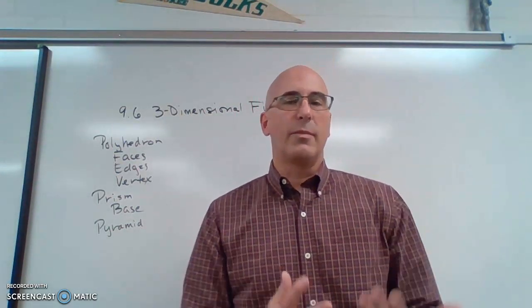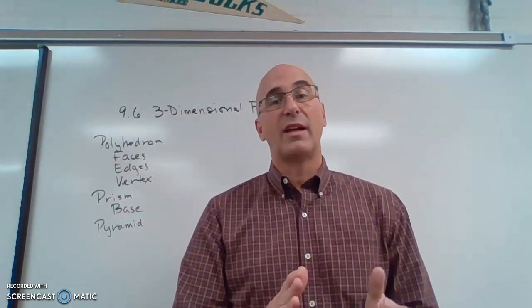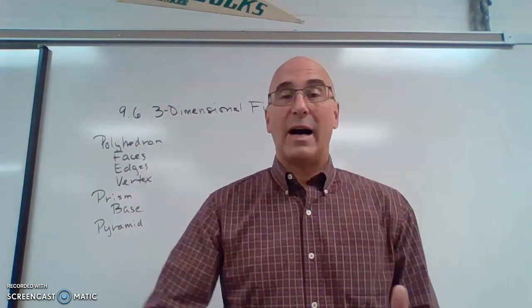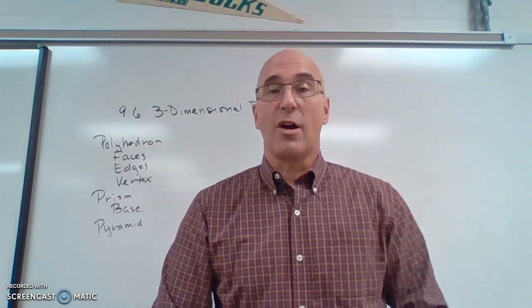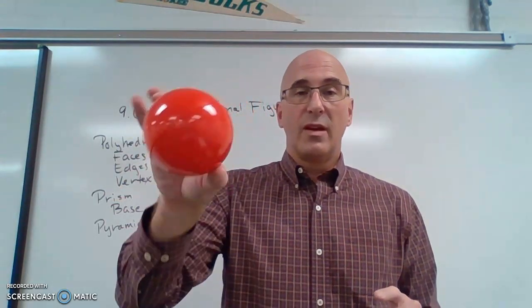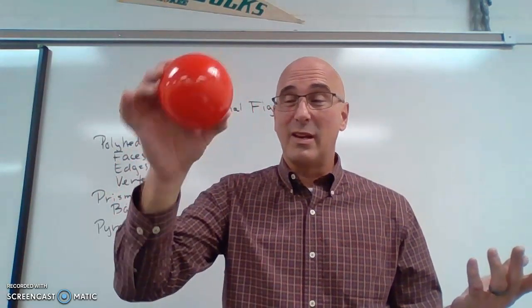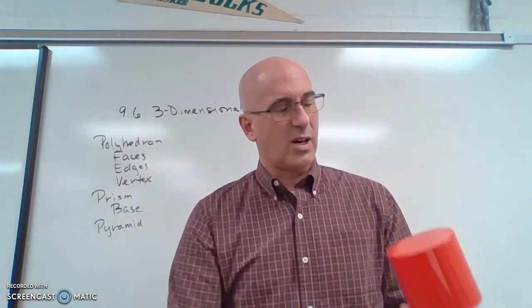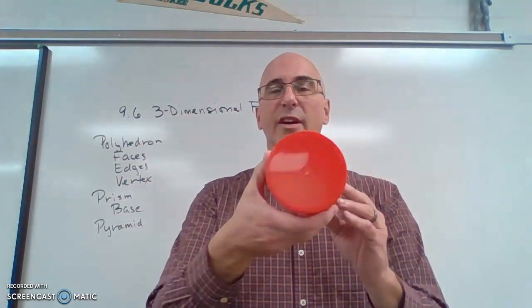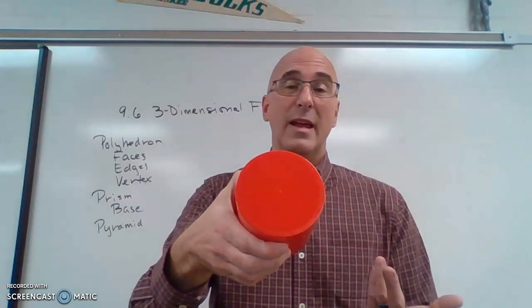Now we have other three-dimensional figures that are not polyhedrons. Remember, polyhedrons have to have flat surfaces that are polygons. And we know that round surfaces are not polygons, but these are still three-dimensional figures. Here's a sphere. It looks like a three-dimensional circle. I hate saying it's a three-dimensional circle, but it is a sphere. Another one is called a cylinder.